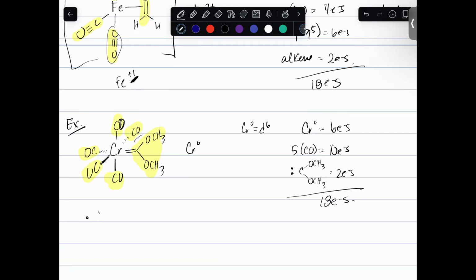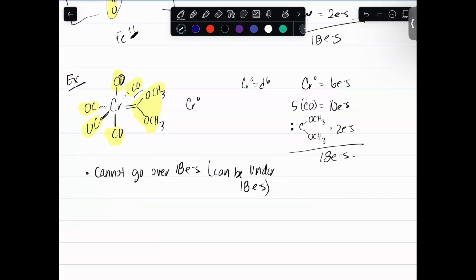The take-home message is you cannot go over 18 electrons. You can, of course, be under. There are systems that are 12, 14, 16 electrons, can be under 18 electrons. But you cannot go over. If a complex has 18 electrons, it will not do anything. It can't do chemistry.